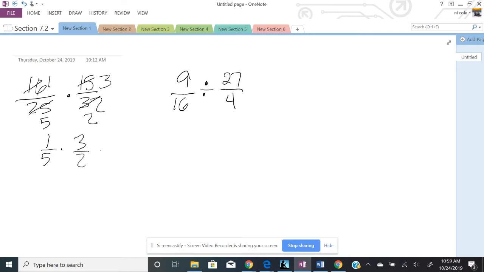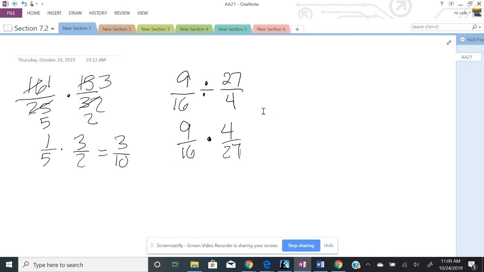Now I can do just the straight across math, and that will be 1 times 3, which is 3, and 5 times 2, which is 10. Okay? Now, division's very similar, except you have to remember that phrase that they like to say, keep, change, flip. So you're going to keep the first fraction. You're going to change the division sign to multiplication, and you're going to flip this one around.